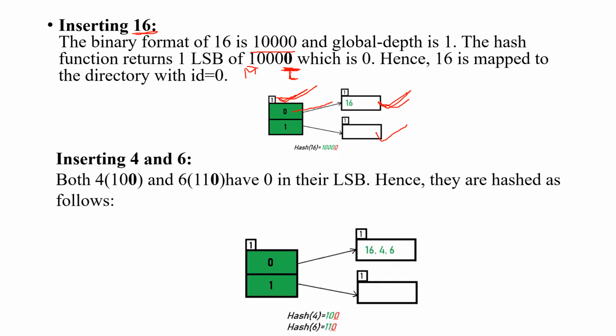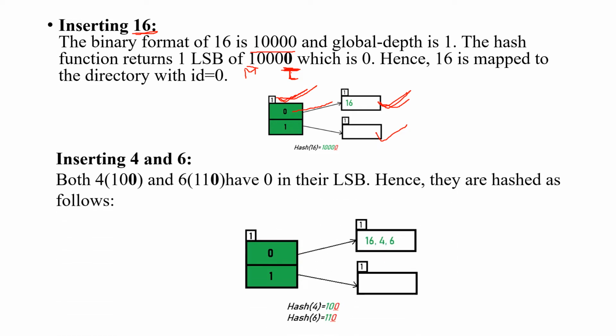Now I store 4, whose binary is 100. Since the global depth is 1, we look at 1 LSB bit, which is also 0, so 4 is also stored here. The next element is 16. Its LSB bit is also 0, so 16 is also stored, right?